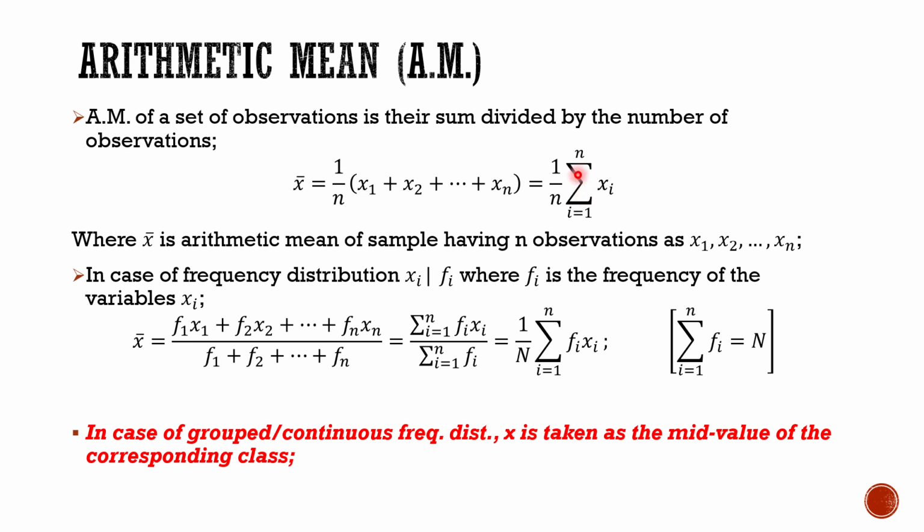And here the symbol is called summation, and these are the summation of different xi's, where i is actually from 1 to n. i equal to 1 means first observation, i equal to 2 means second observation, and so on. Where this x bar is particularly what we call arithmetic mean. We denote it as arithmetic mean.